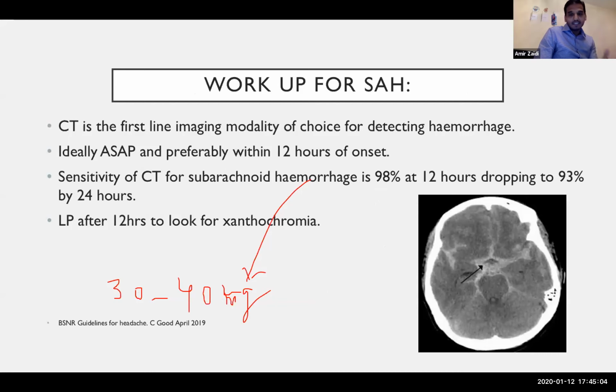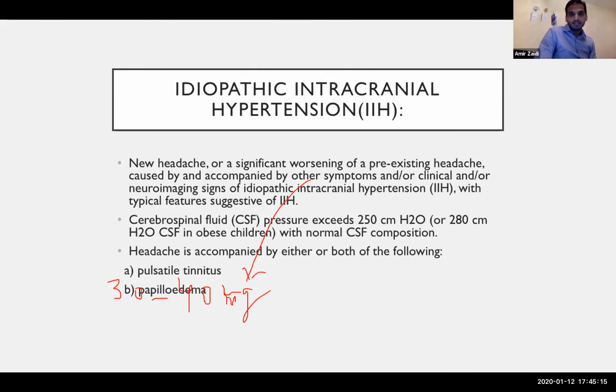But as the hours or the days go by, the CT sensitivity goes down for the hemorrhage. If the lumbar puncture is to be done, it should be done after 12 hours to look for the xanthochromia. So I will stop here.